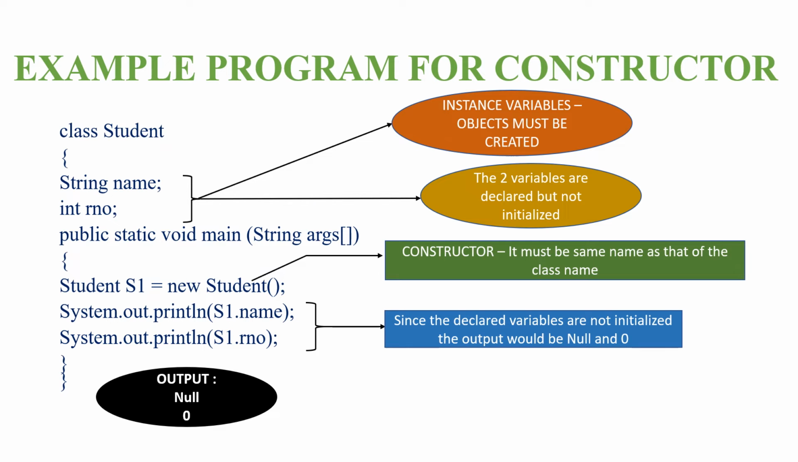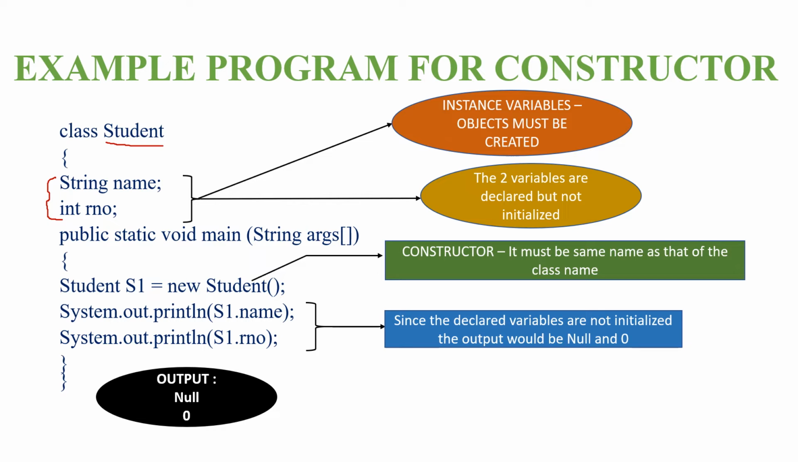Now let us see an example program for constructor. Here I have used a class named Student. Then I have two variables here. These two variables are instance variables. What do we mean by instance variables? Instance variables are those created inside the class but outside the main method. So, inside the class and outside the method. These two variables are called instance variables.